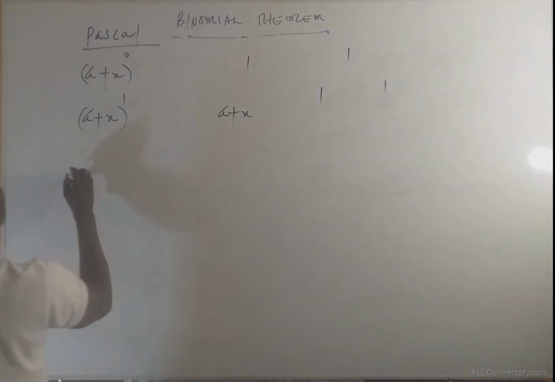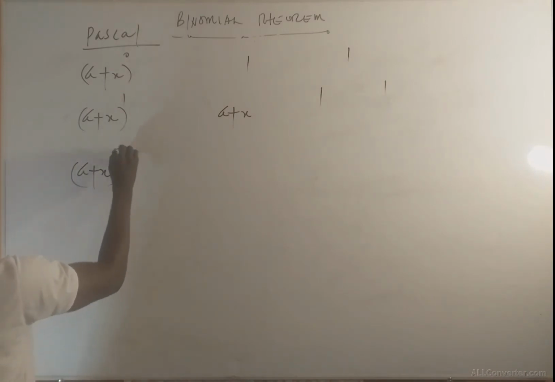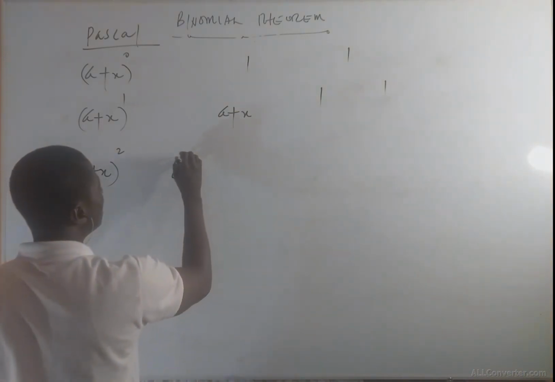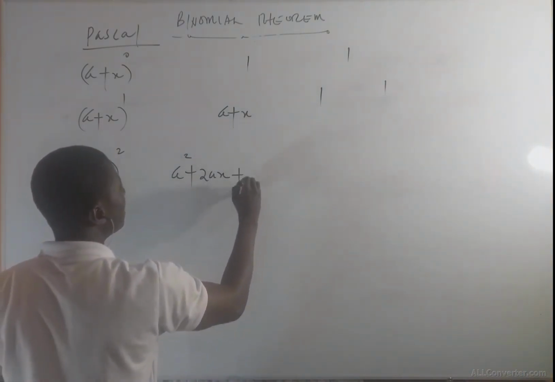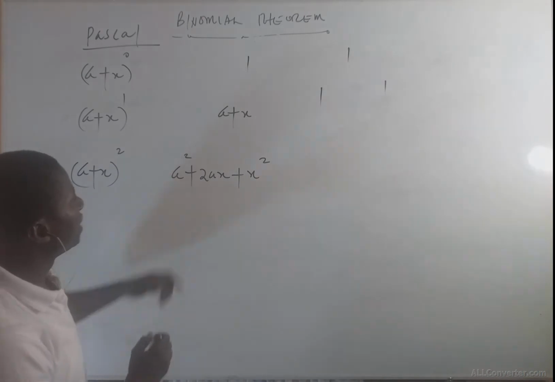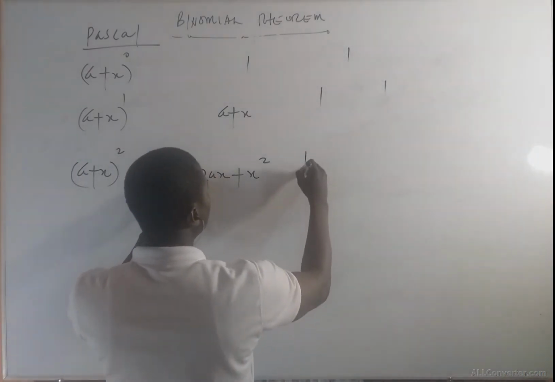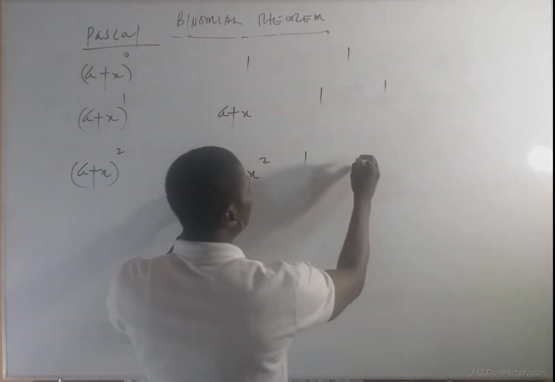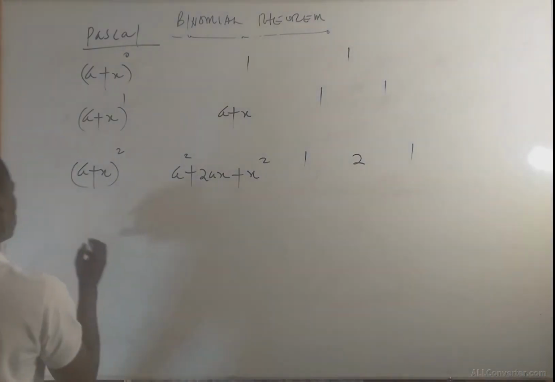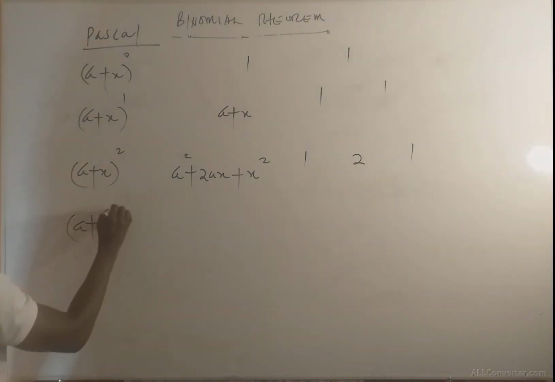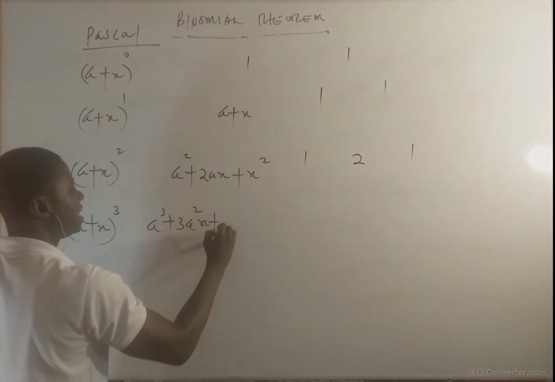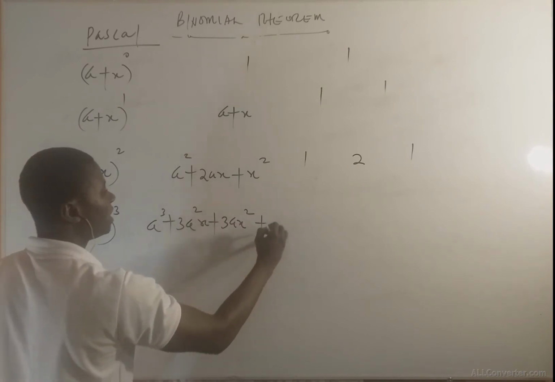Now, if you have a plus x exponent 2, don't forget that the expansion we had was a squared plus 2ax plus x squared. So the coefficient of the a squared term is 1, the coefficient of 2ax is 2, and the coefficient of the x squared term is 1. So if you also have a plus x exponent 3, this is a cubed plus 3a squared x plus 3a x squared, then we have x cubed.